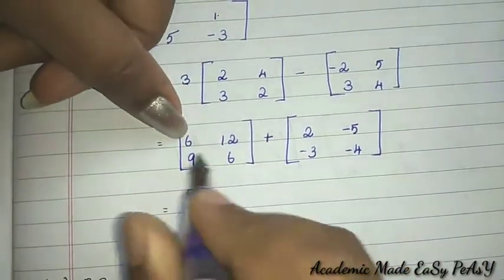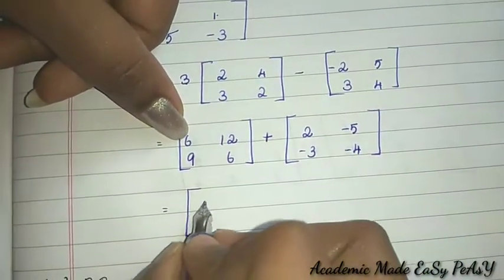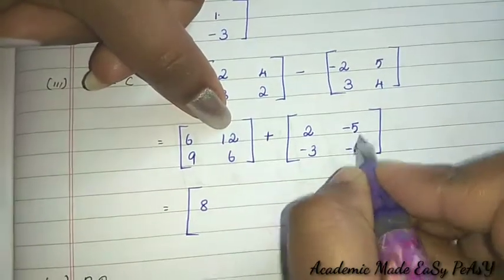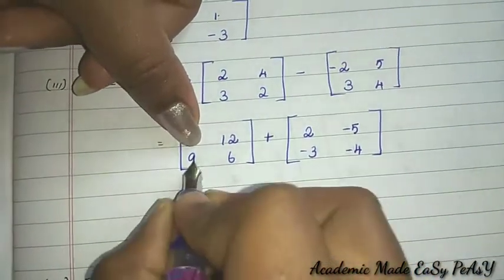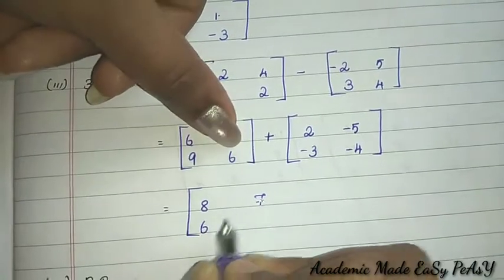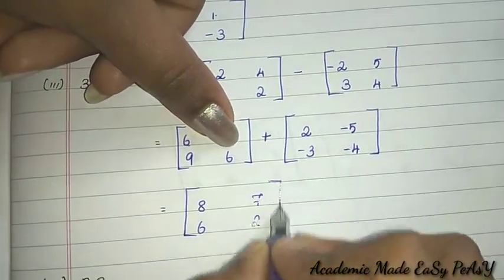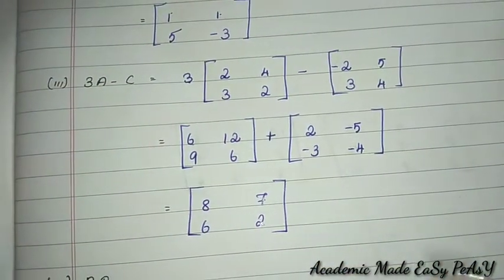So now 6 plus 2 is 8. 12 minus 5 is 7. 9 minus 3 is 6. 6 minus 4 is 2. So this is my answer.